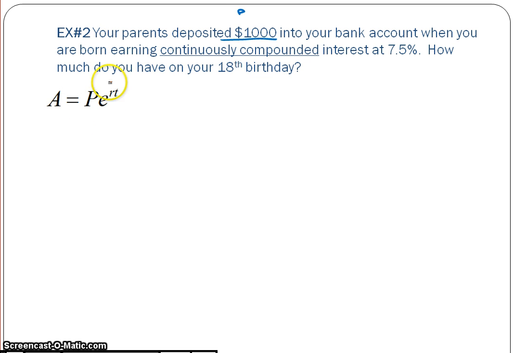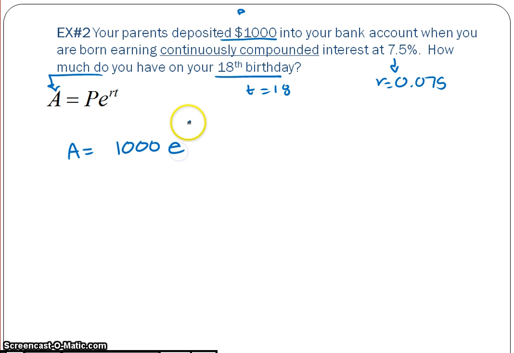So that tells us to use the PERT formula, continuously compounded. R is still 0.075. How much money do we have? We want to find A on your 18th birthday. T is also 18. So we're really just comparing these two: compounds n times a year, 12, versus continuously compounded. So A is P, which is 1,000, e to the 0.075 times 18.